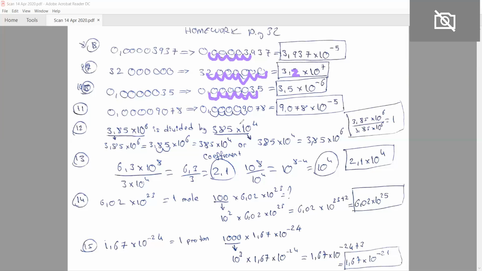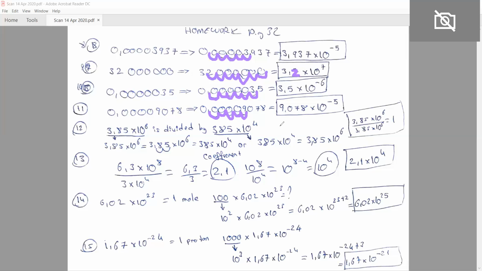All right, question 11. Okay, same type of question. Again, I have a very small number, so I'm going to move this comma from left to the right until I have only one digit on my left-hand side. Okay, the comma is here. 1, 2, 3, 4, and 5. So I'm going to stop here. 9.078 times 10 to the power of -5 because I moved this comma from left to the right 5 times, and the number is very small. That's why my power is going to be -5.